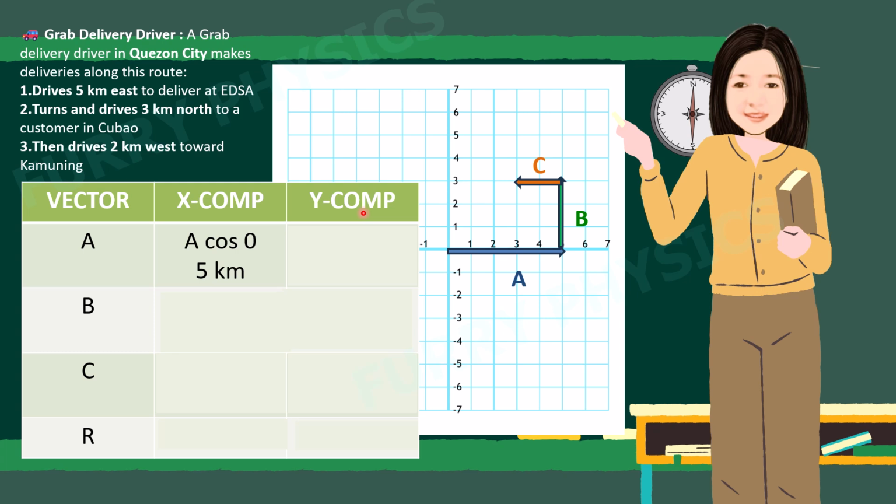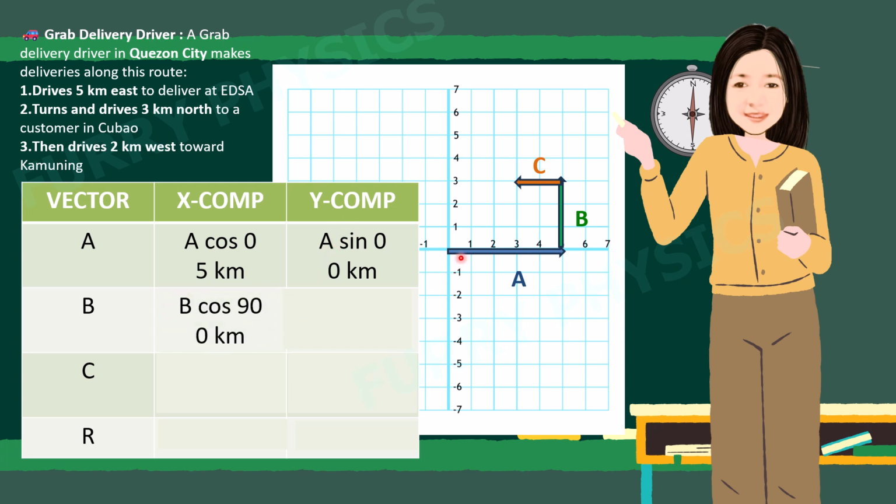The x component of vector A is A cosine 0. So A cosine 0 is 5 kilometers times cosine 0, and cosine 0 is 1. So the x component of vector A is 5 kilometers. The y component of vector A is A sine 0. However, sine 0 is 0. Therefore, the y component of vector A is 0 kilometers.